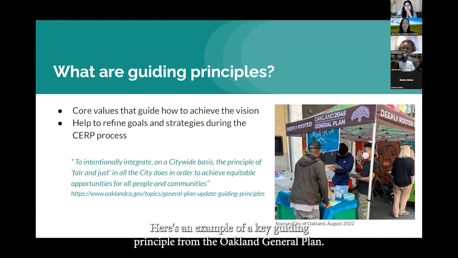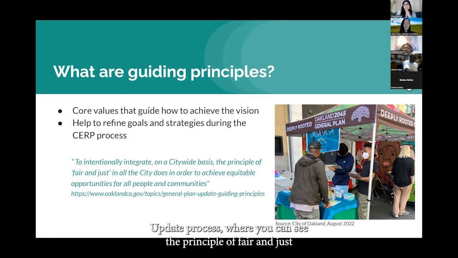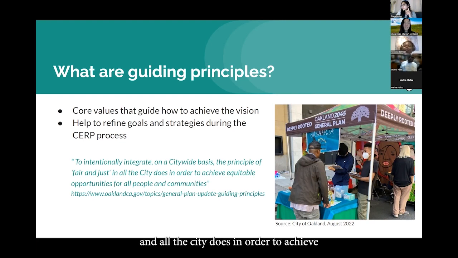Here's an example of a key guiding principle from the Oakland General Plan update process, where you can see the principle of fair and just in all the city does in order to achieve equitable opportunities for all people and communities.